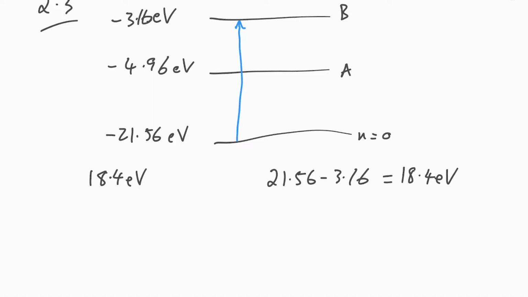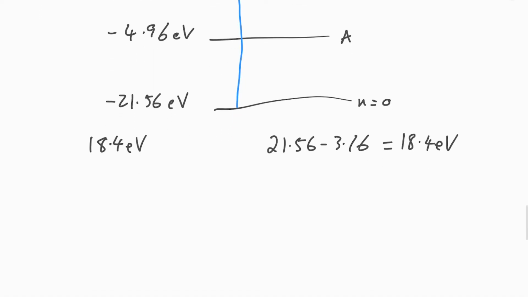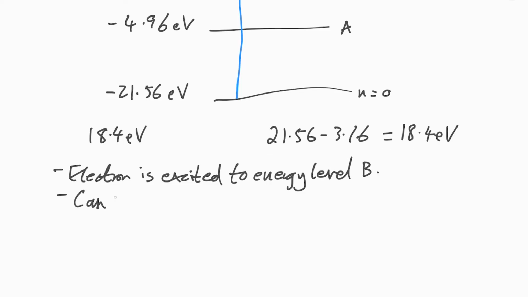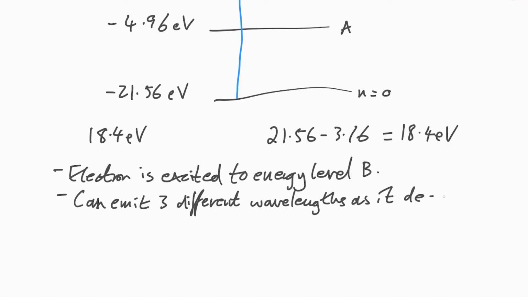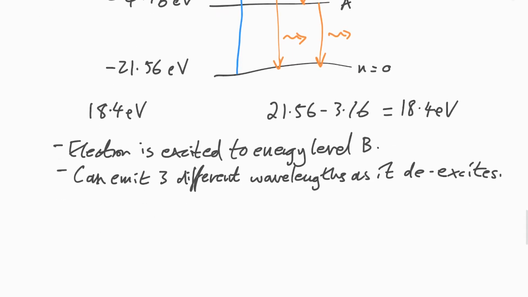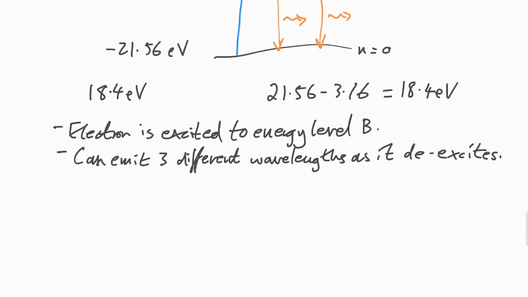Support your answer with appropriate calculations. So we can say the electron is excited to energy level B. I've already done the calculation. It can emit 3 different wavelengths as it de-excites, of course, because it doesn't have to go straight down to the ground state. So yes, it can do that, but also it can do that, then that, and all 3 of these emit a different wavelength. So we're looking for a visible light wavelength being emitted.